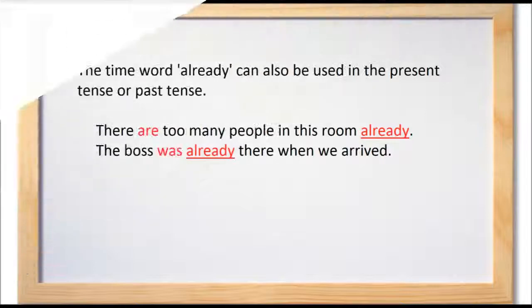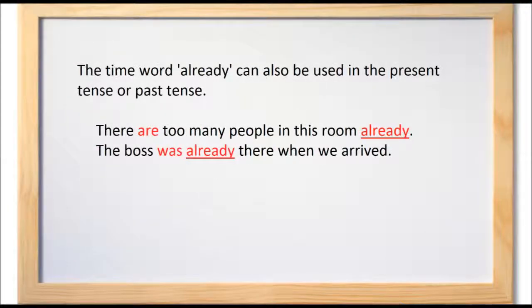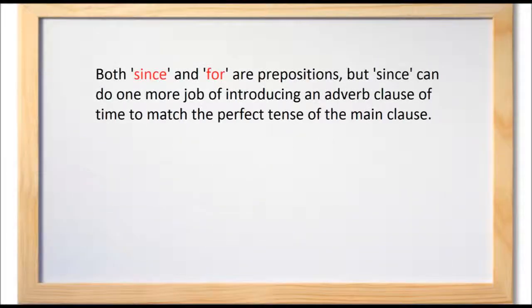Please turn to page 164. The time word already can also be used in the present tense or past tense. There are too many people in this room already. The boss was already there when we arrived. Please turn to page 165. Both since and for are prepositions, but since can do one more job of introducing an adverb clause of time to match the perfect tense of the main clause.